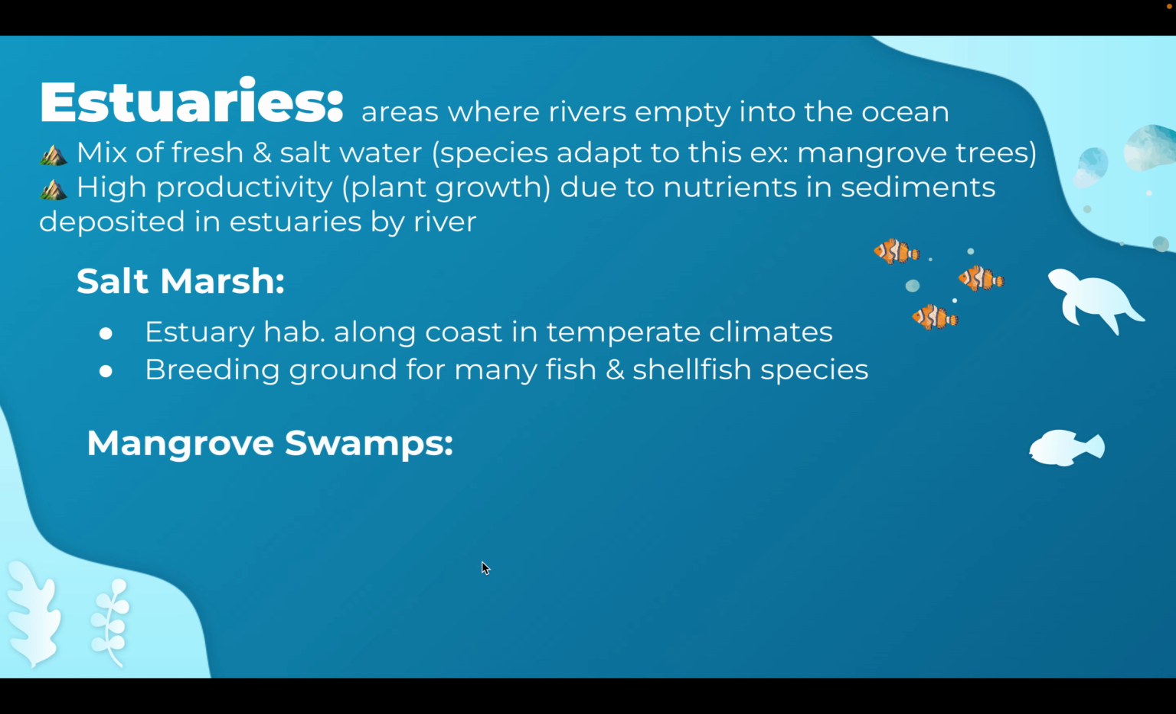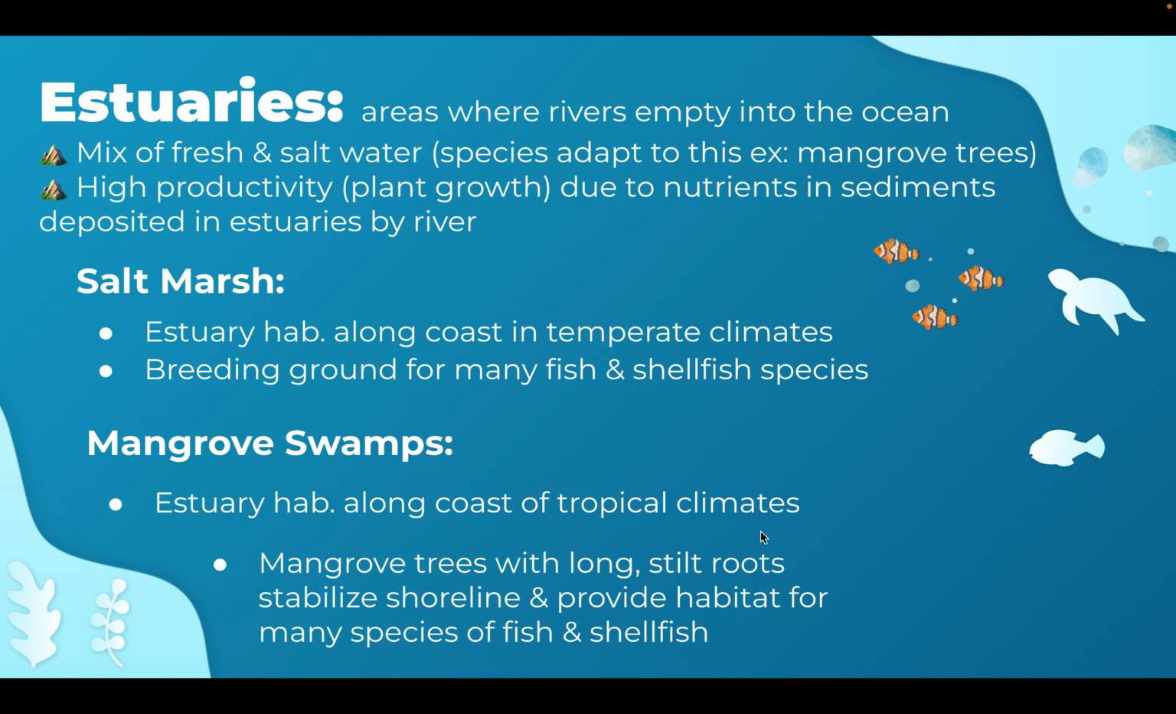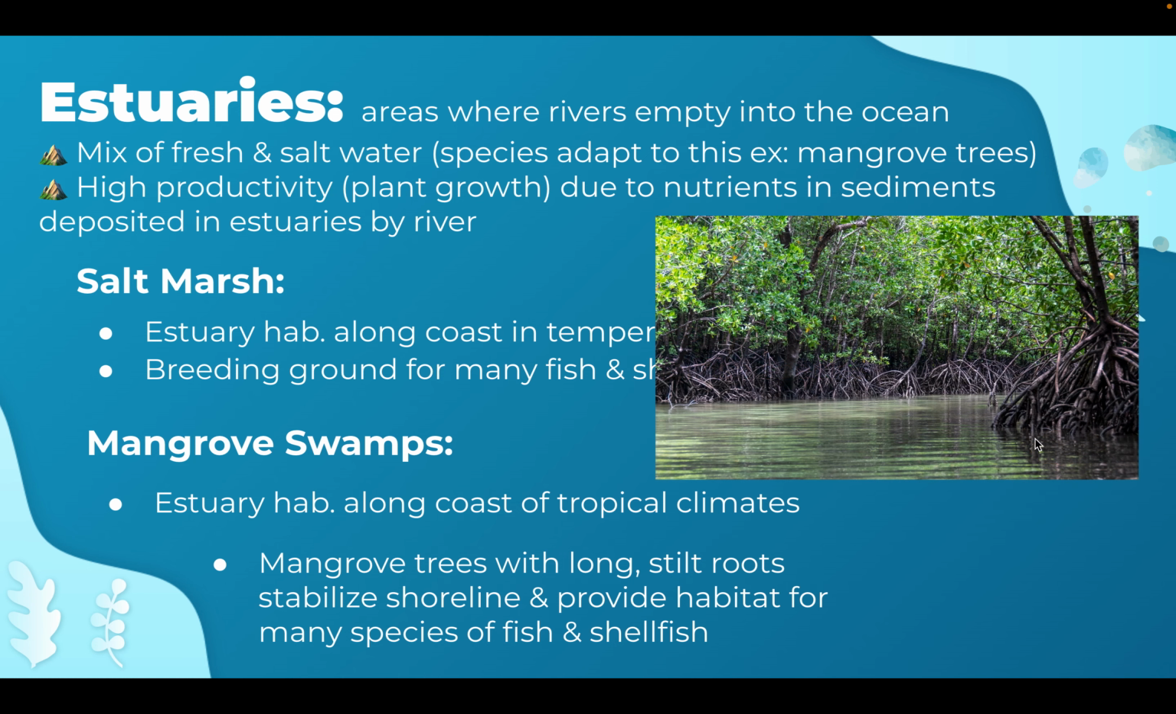And then you have mangrove swamps. So mangrove swamps are estuary habitats along the coast of tropical climates. And these mangrove trees have long stilt-like roots that hold the shoreline together and then provide a habitat for many organisms of fish and shellfish. Here's what that looks like. So all of these sticking out are roots. These are mangrove trees, and they are holding a shoreline together. So if you remove these trees, that shoreline pretty much collapses.